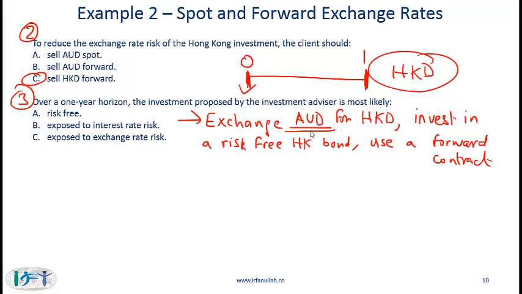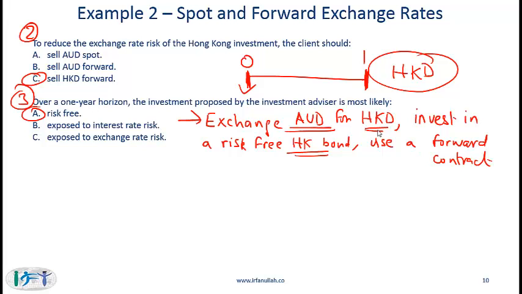So the client needs to sell Australian dollars and buy Hong Kong dollars. Then invest the Hong Kong dollars in a risk-free, zero coupon, 1 year Hong Kong bond. And then use a forward contract. This would be a 1 year forward contract to sell Hong Kong dollars and buy Australian dollars after 1 year. This is a risk-free transaction.